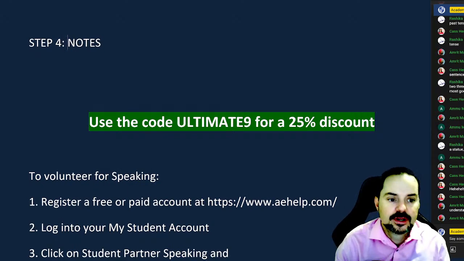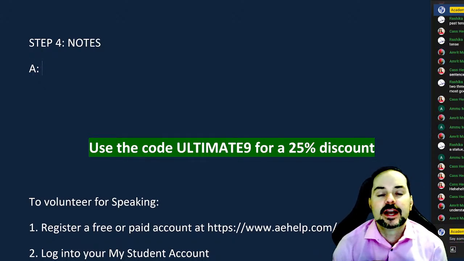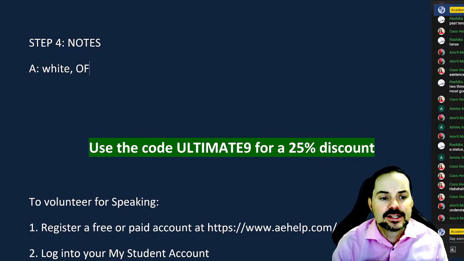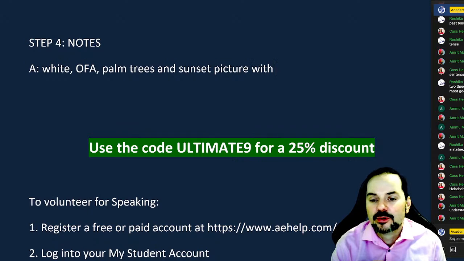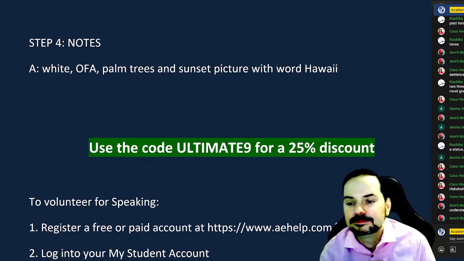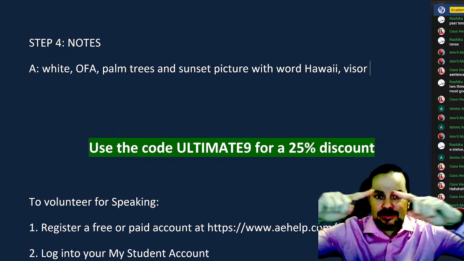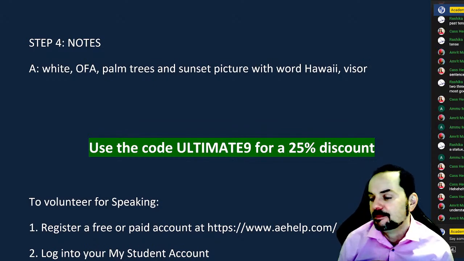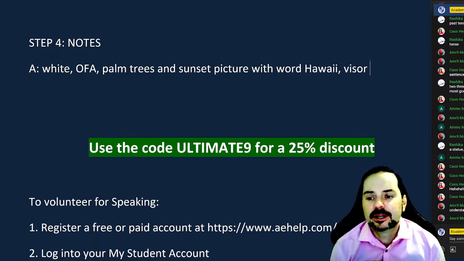Okay, and when you're taking notes, just do it in the order of talking about this object. So first it's appearance, okay? So what does this baseball hat look like? Okay, maybe it's white, one size fits all. It's got palm trees and a sunset picture with the word Hawaii on it. Okay. All right. It's got a nice big visor. It's called a visor. That part of the baseball hat that's at the front there, that's called a visor. You'll see why that will become an important word here in a moment. Okay. All right. So that is the appearance of the hat.